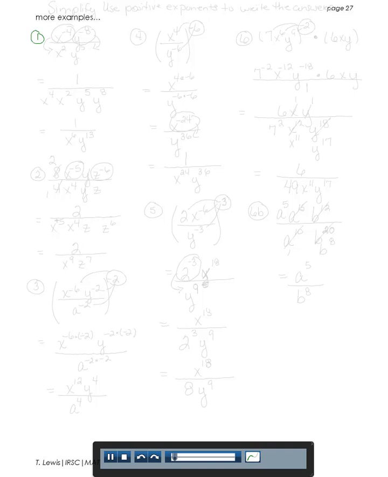We have here x to the negative 4, y to the negative 8, all over x squared, y to the 5th. Okay? So, direction says to simplify.